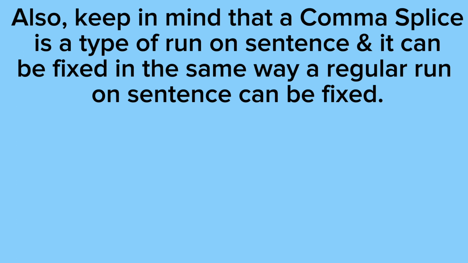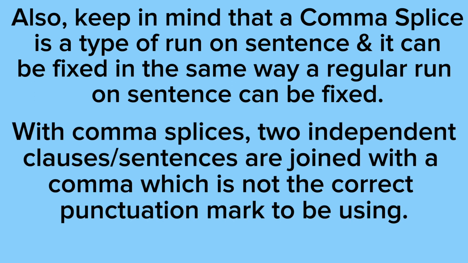Also, keep in mind that a comma splice is a type of run-on sentence, and it can be fixed in the same way a regular run-on sentence can be fixed. With comma splices, two independent clauses, also known as sentences, are joined with a comma, which is not the correct punctuation mark to be using.